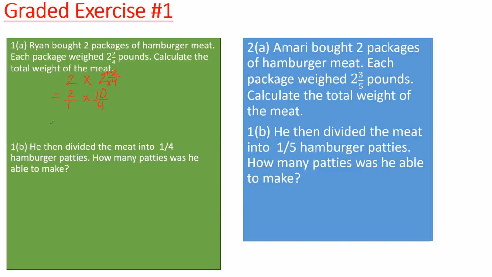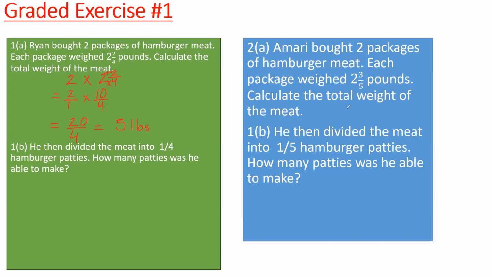All right, so 10 times 2 is what? 20. And 20/4 is going to be what? Equal to 5. Very good. Did anyone else get 5 pounds for their answer? Yes, sir. All right, only one person. Anyone else got 5 pounds? Let me know. I got it. Okay, good. So now we have 5 pounds.